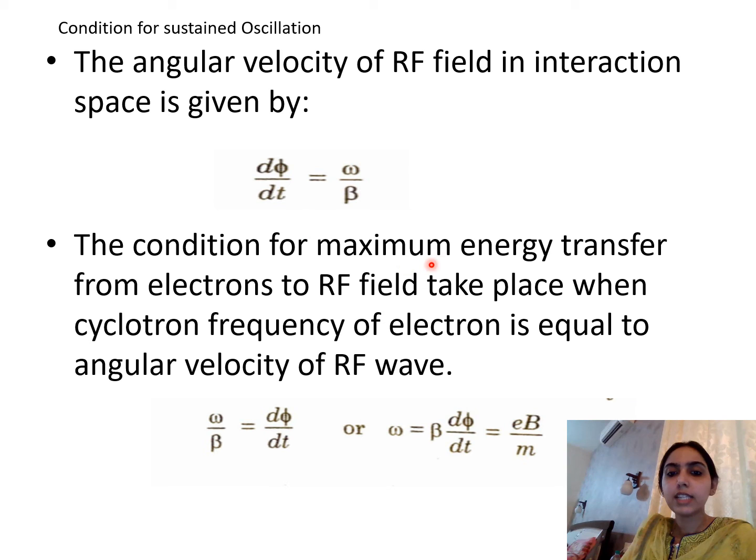Now, maximum energy transfer takes place when the cyclotron frequency of the electron is equal to the angular velocity of the RF wave. So, this ω/β will be equal to dφ/dt, or ω = β dφ/dt, which is also equal to eB/m. This is the expression for the cyclotron angular frequency. So only when such a condition is satisfied, we get sustained oscillation in the device.